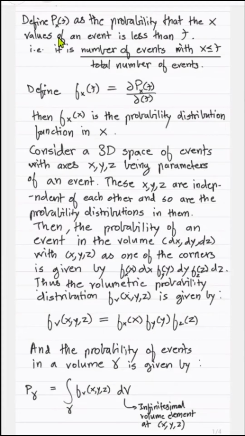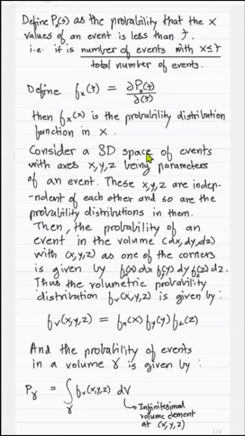If that's how you define p sub x of t, this is basically just the probability that when an event happens, it happens with some certain variable x less than or equal to t, right? Then let's define f sub x of t as the partial derivative of this probability with respect to the coordinate t, right? So this thing f sub x of x is the probability distribution function in x, right?